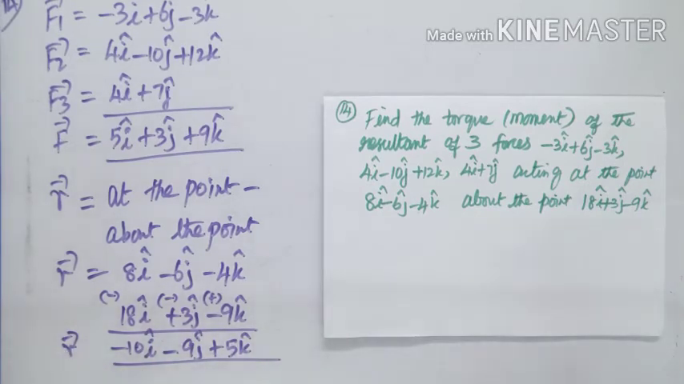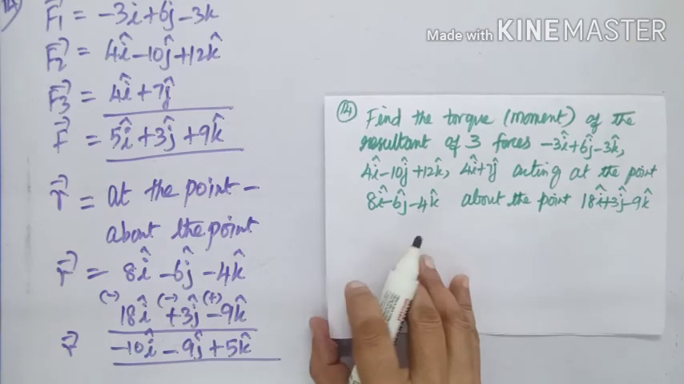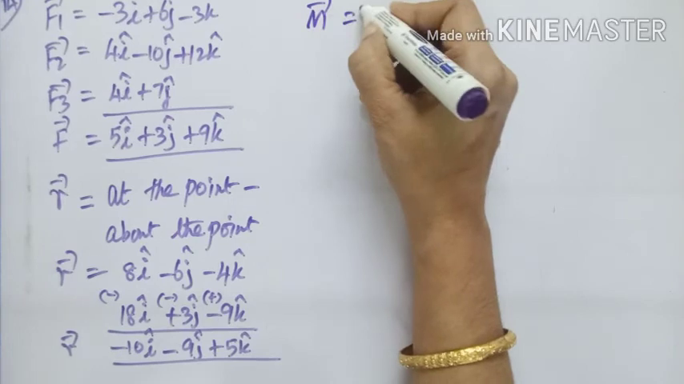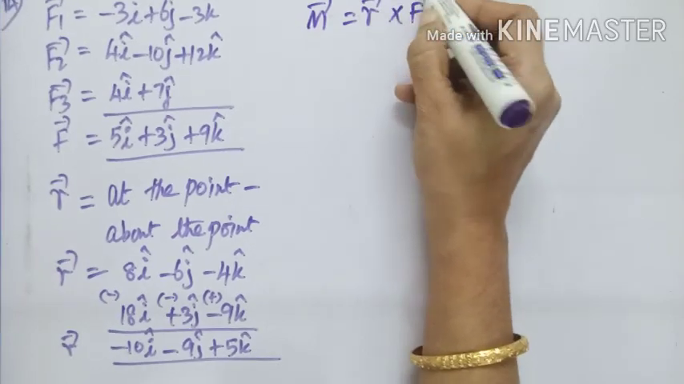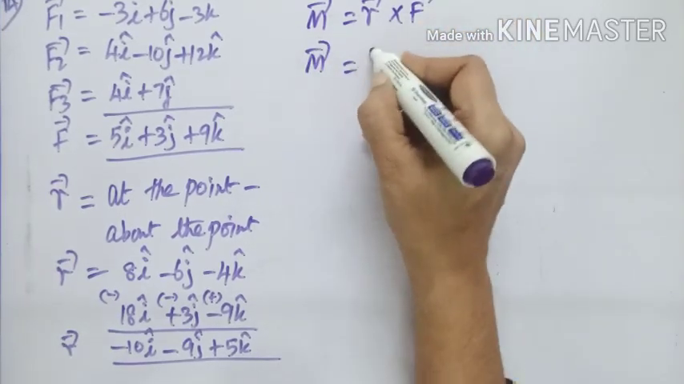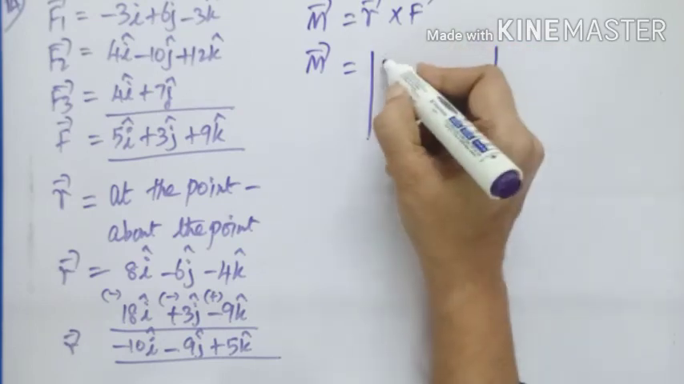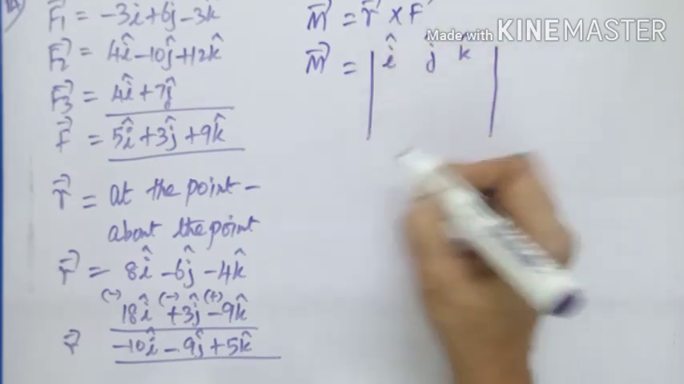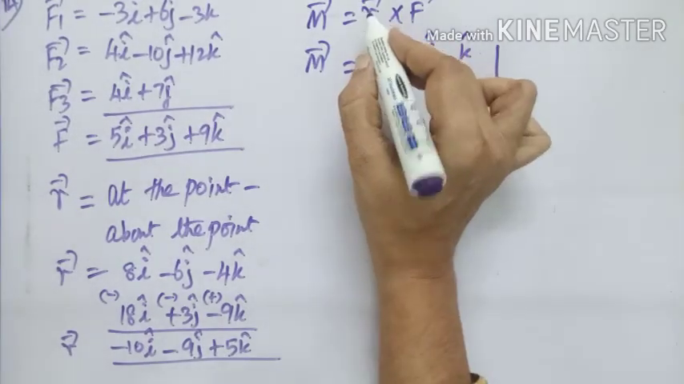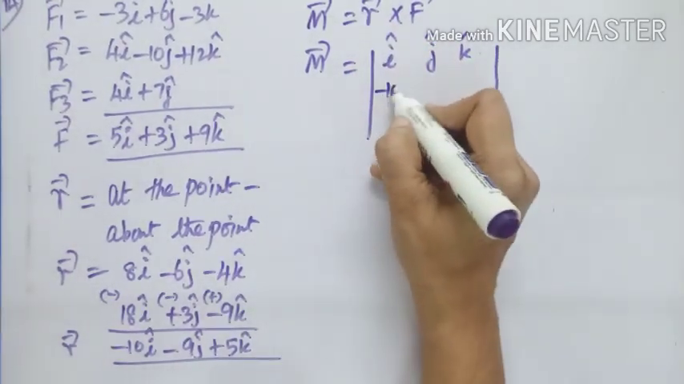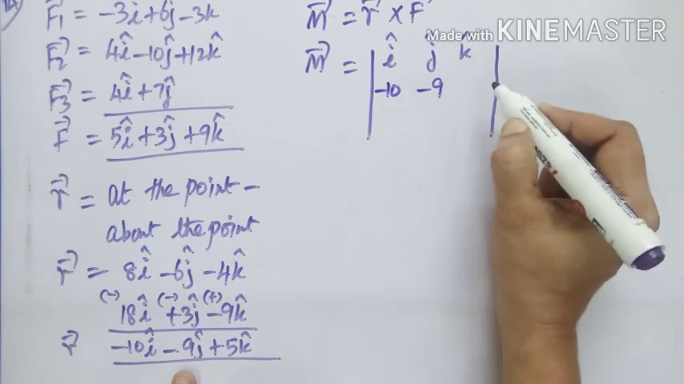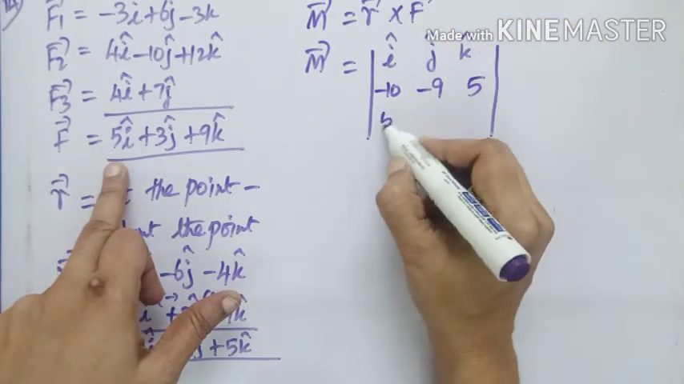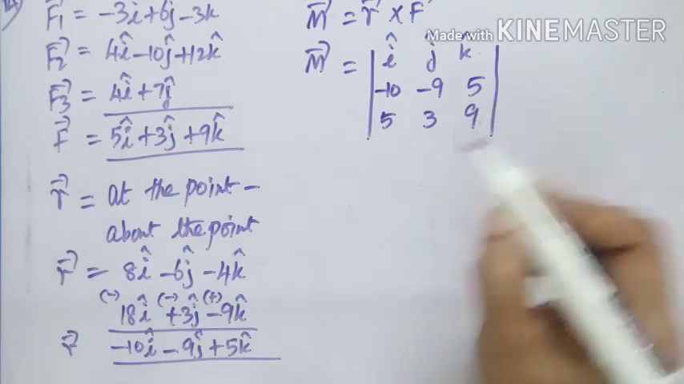Once we find out what is R, we must proceed on to M. The formula is R cross F. M vector equals to. How to find out cross product? We put I, J, K as the first row in the determinant. R components minus 10, minus 9 and 5. F components 5, 3, 9.